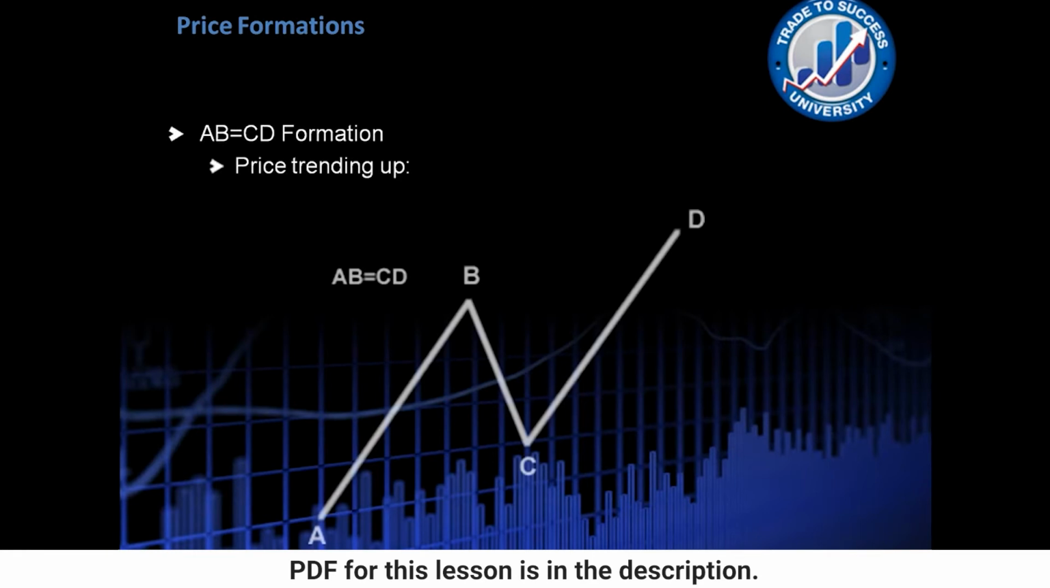For price trending up, our ABCD is an upward ABCD, where A to B is going up in price, B to C is retracing, so coming down in price, and then C to D is an equal distance from A to B, hence the AB equals CD, in the original direction, which is up, which forms the C to D leg.